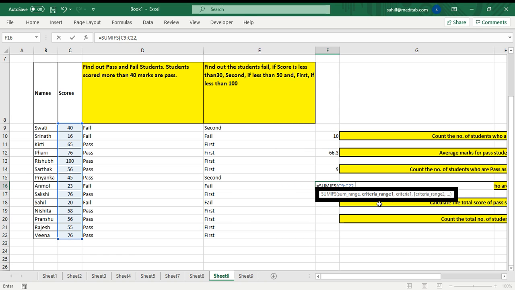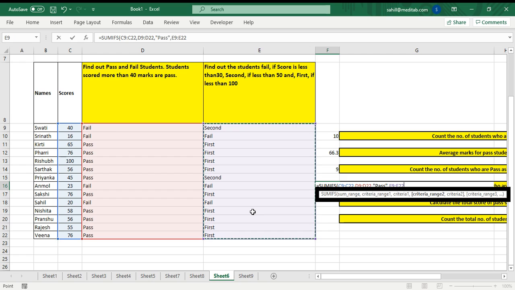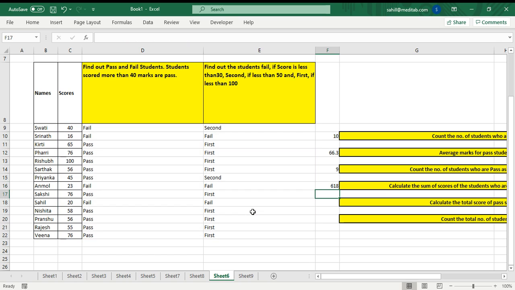Criteria range 1: it should be pass. So here I'm selecting this, and pass is the criteria. And again criteria range 2. I'm selecting this, and what is the criteria? First. Two criteria, and I need to do a sum. 618 is the sum of students who have two criteria, pass and first. I have calculated the score of students who are pass and first.